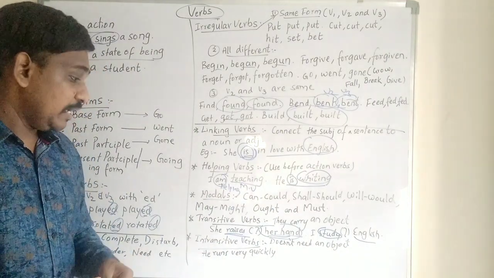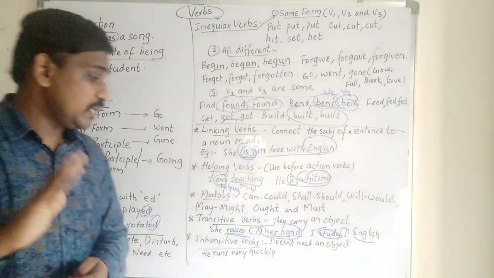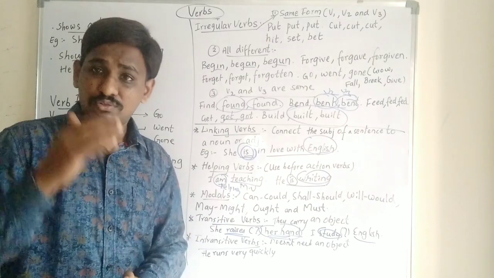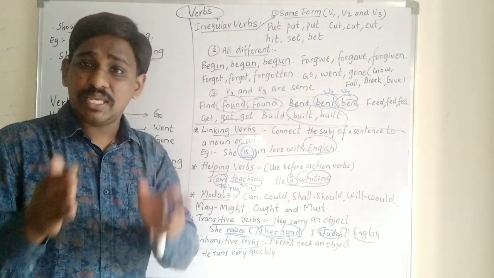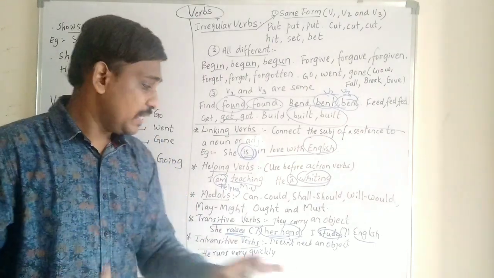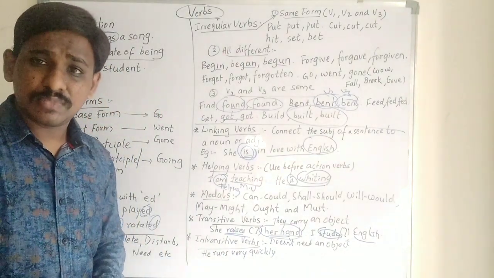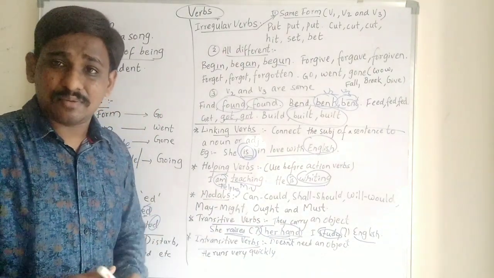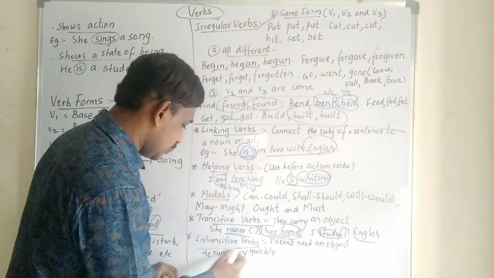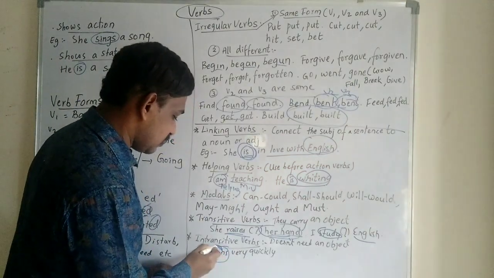Intransitive verbs do not need an object. For example, he runs very quickly. He runs what? It doesn't answer. He runs very quickly. So runs here is an intransitive verb.